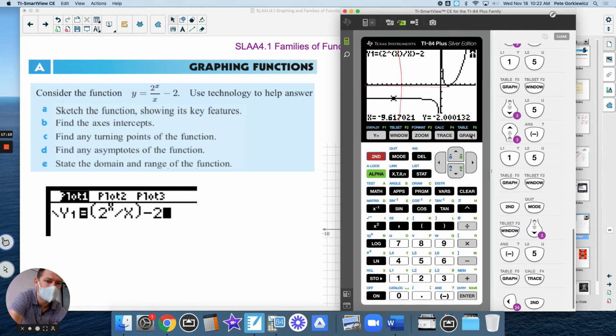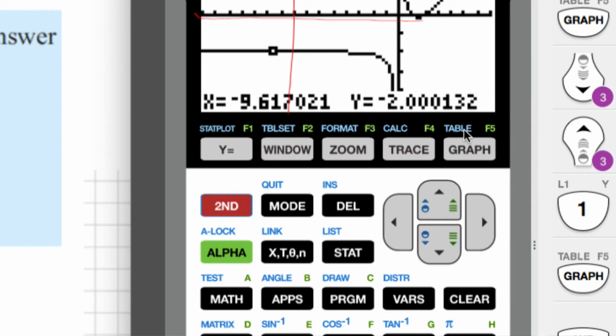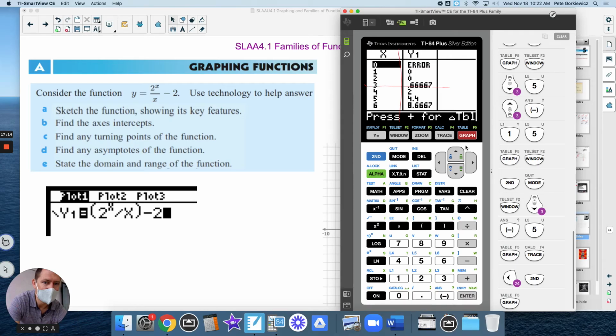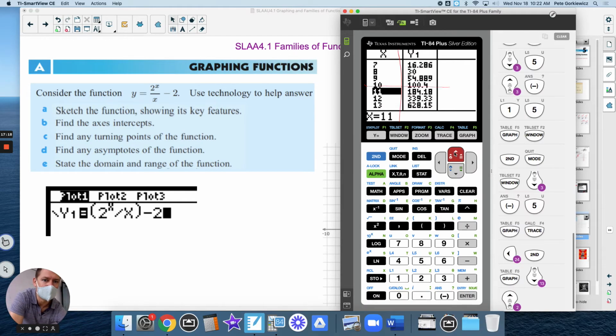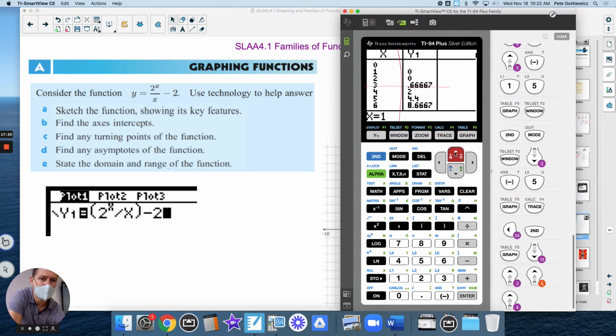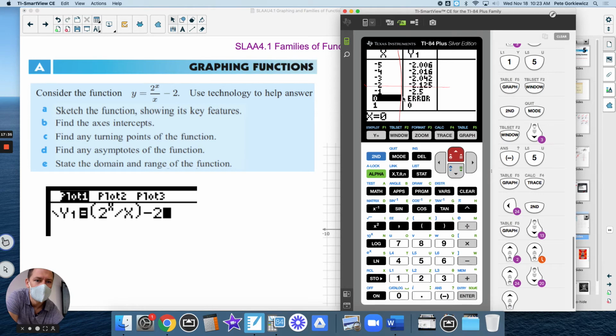You can say second table, this in graph, and you can look backwards through here and see what y values. If we go back on the x, you can see the y value gets really, really close to 2, and eventually the calculator just gives up and is like, let's call it 2. So it looks like a horizontal asymptote at 2. You can tell there's a vertical asymptote at 0 because there's an error there.